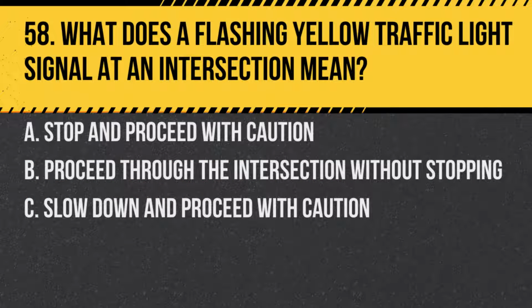Question 58. What does a flashing yellow traffic light signal at an intersection mean? A. Stop and proceed with caution. B. Proceed through the intersection without stopping. C. Slow down and proceed with caution.